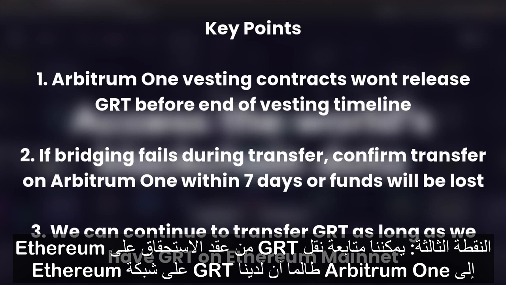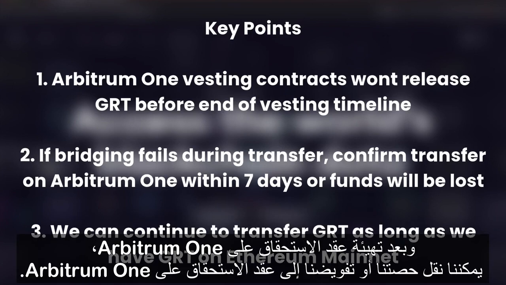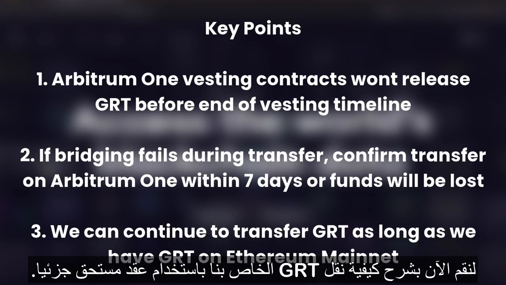Key point number 3. We can continue transferring our GRT from our Ethereum mainnet vesting contract to Arbitrum 1 as long as we have GRT on Ethereum mainnet and after initializing the vesting contract on Arbitrum 1. An alert will appear in our profile informing us that we have GRT to transfer to Arbitrum 1. After the vesting contract is initialized on Arbitrum 1, we can transfer our stake/delegation on our vesting contract to Arbitrum 1. So now that we've gone through these steps, let's go through a walkthrough of how to transfer our GRT using a partially vested contract.